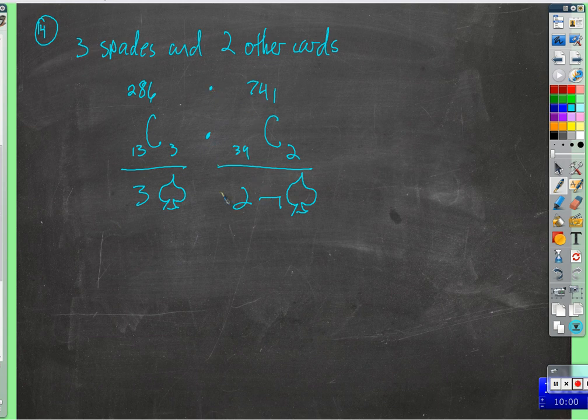And then we multiply these out, right? Choosing three spades, we could choose the ace, two, and the three, or the ace, two, and the four, or the ace, two, and the five, and so on, and so on. There's just a ton of these branches. How many branches are there? Well, there are 286 of those branches.